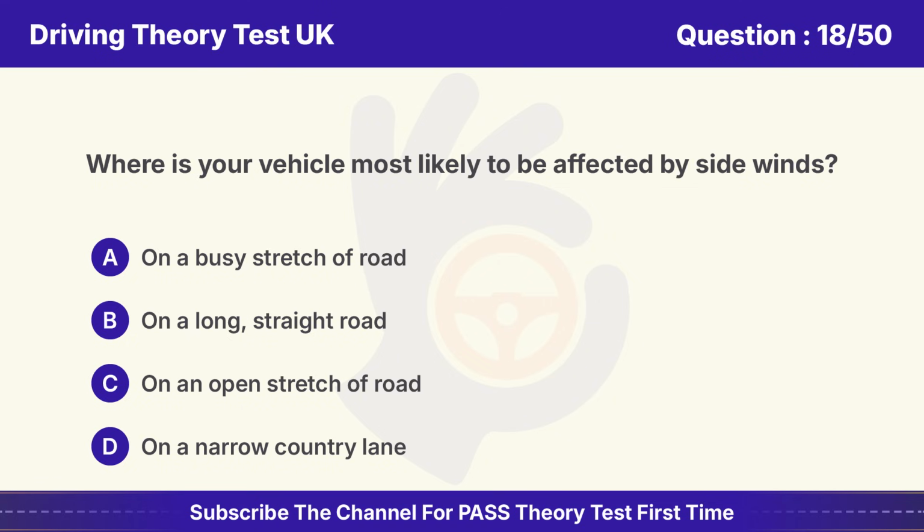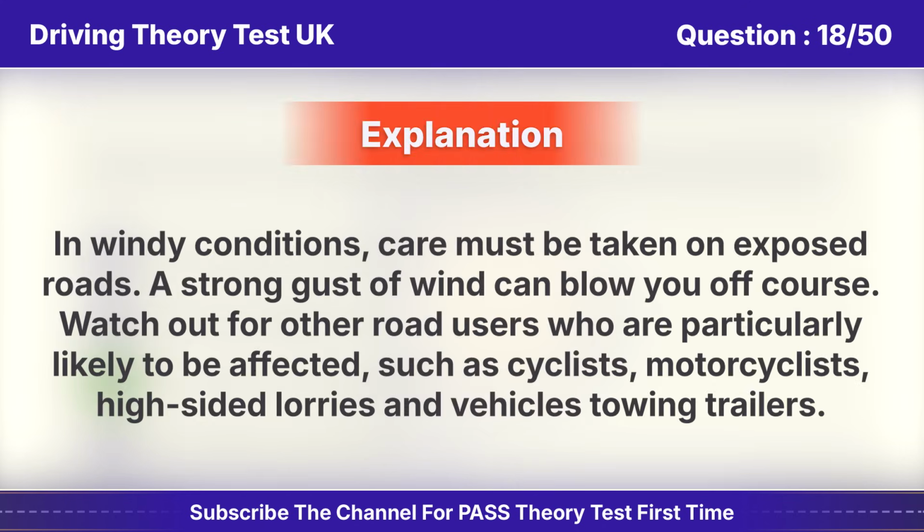Question 18. Where is your vehicle most likely to be affected by side winds? Answer is C. On an open stretch of road. In windy conditions, care must be taken on exposed roads. A strong gust of wind can blow you off course. Watch out for other road users who are particularly likely to be affected, such as cyclists, motorcyclists, high-sided lorries, and vehicles towing trailers.